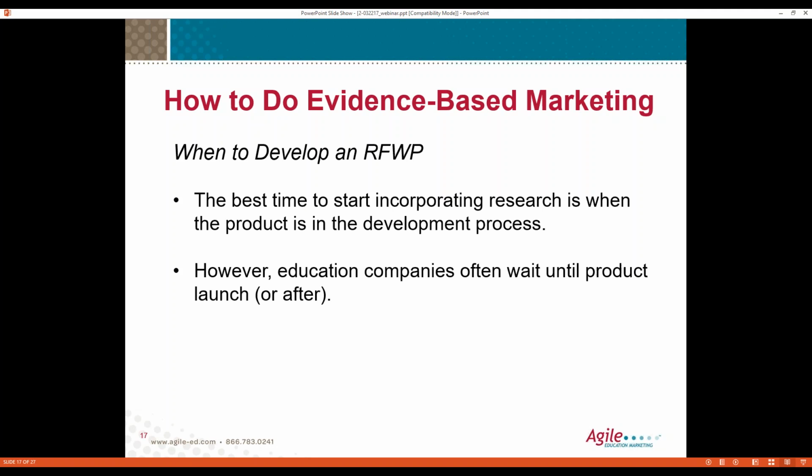And I guess I have to say that often does not happen because companies are so focused on getting the product developed that they don't even think about doing this then. But we're here to say try to do that if you can.